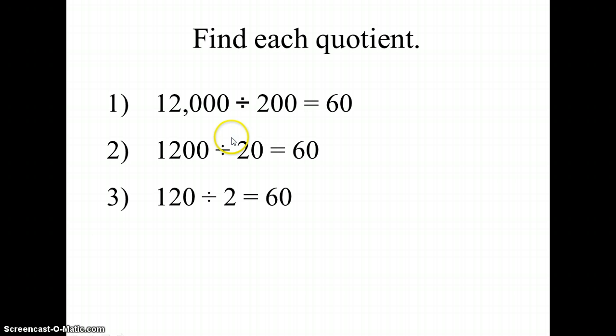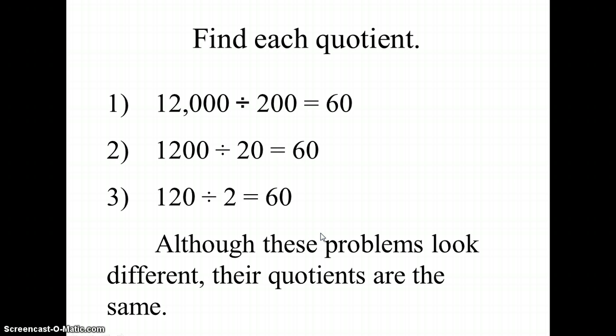However, it makes sense if I ask myself the question, how many times does 200 go into 12,000? The answer is 60. If I take 2 smaller numbers, how many times does 20 go into 1,200? It still goes in 60 times. Same is true with how many times does 2 go into 120? The answer is 60. So although these problems look different, their quotients can still be the same.